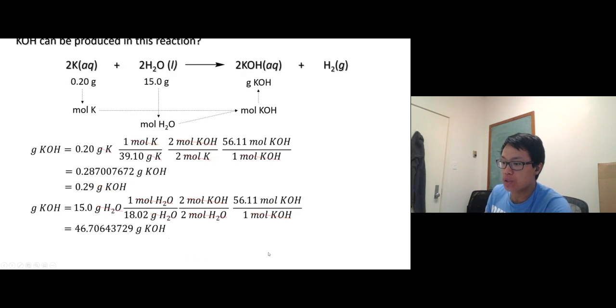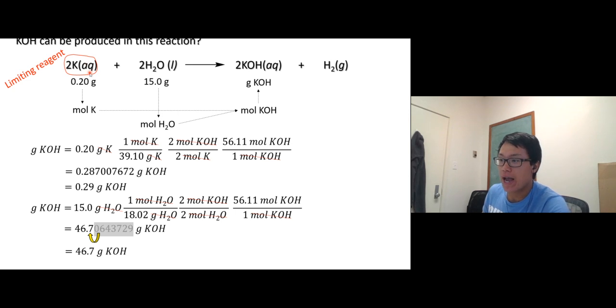All right, do the math there. You should get that number, and with 3 sig figs, write it down. Here we go, 46.7 grams in total. That's much more, so potassium is the limiting reagent, right? And the real theoretical yield is that 0.29 grams.